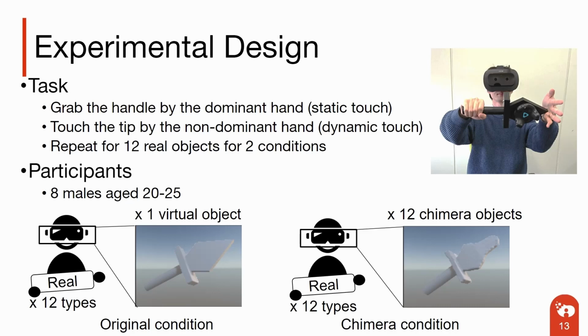They performed the procedure in 2 conditions. In original condition, they saw the original virtual object all the time. In chimera condition, they saw each of the 12 chimera objects corresponding to the real object they were manipulating. 8 male participants in their 20s participated in the evaluation.